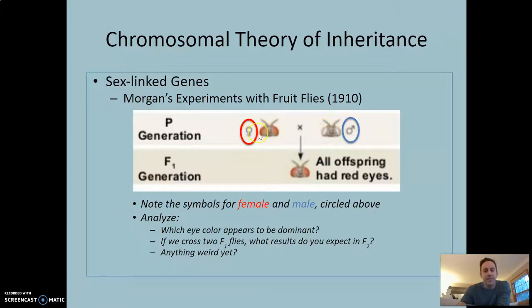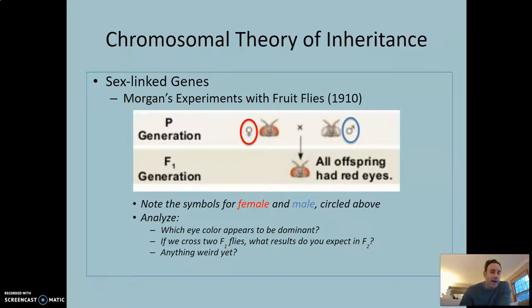And notice these symbols, that little circle with a kind of stick figure with no legs. That is the universal symbol for a female. And then this little circle with the arrow, pointing at a 45-degree angle. That's male. Anyway. So he did this cross, and lo and behold, all of the offspring had red eyes. So nothing too surprising here. Hopefully this tells you that the red-eyed trait is dominant.